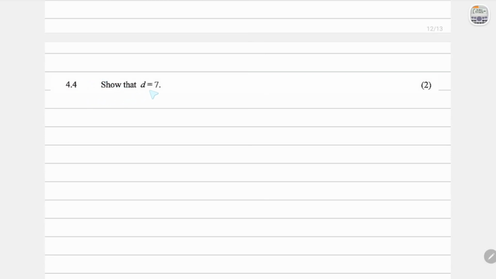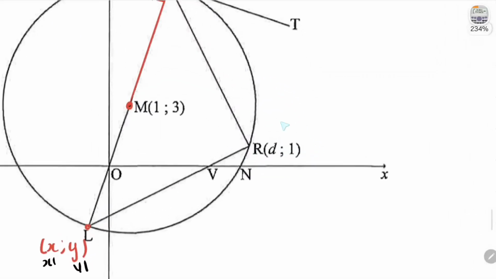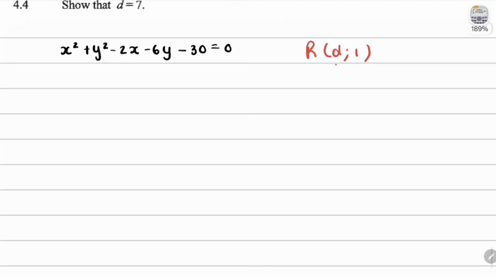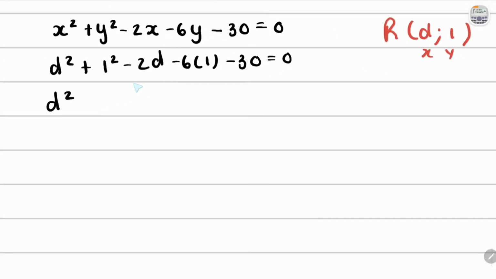Question 4.4 says, show that D equals 7. Okay, so D in our diagram is over here. Do you see that it lies on the circumference of the circle? So that means we can substitute it in place of x and y. So this is our x and that's our y value. So we'll just say D, which is x, so that's D all squared, plus 1 squared minus 2 times D, so that's just minus 2D, minus 6 times 1, and then minus 30 equals 0. And we just solve for D. Okay, so we have D squared and then minus 2D, and then these just add. So 1 minus 6 is negative 5, minus 30 is negative 35, is equal to 0.